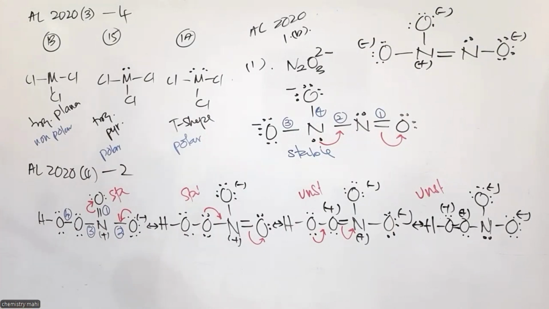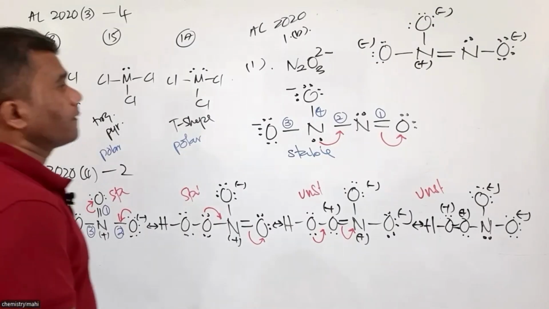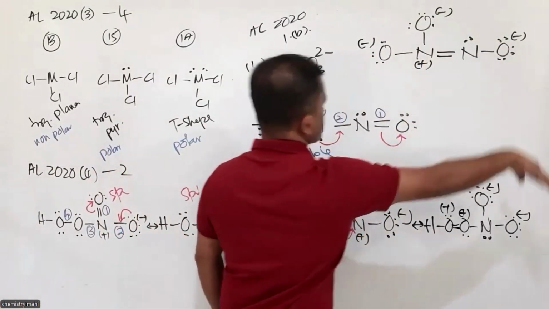You see, overall charge always should be minus. Plus minus cancel, -2. It should be -2. Yeah. Then plus minus cancel. Minus minus, -2.